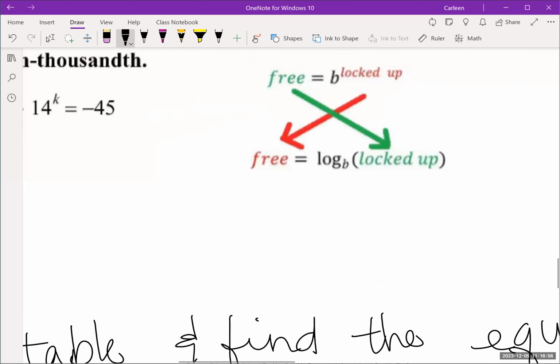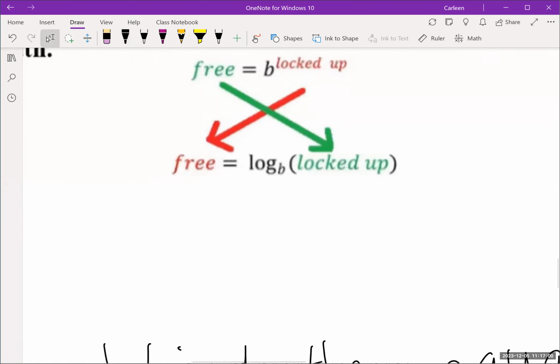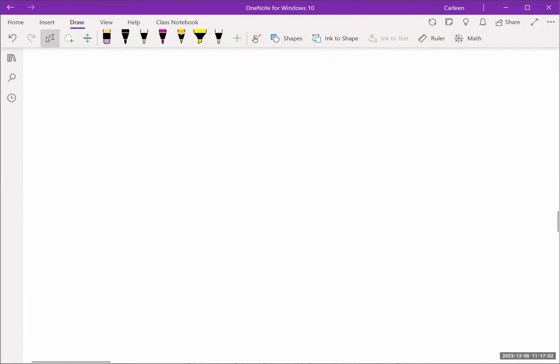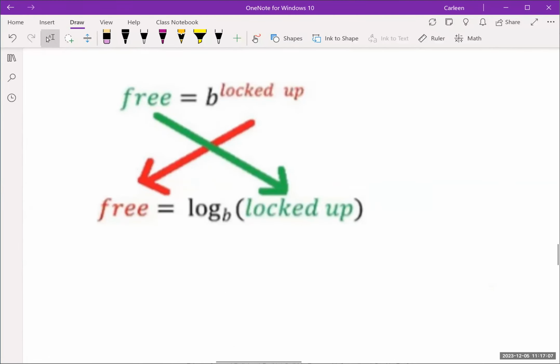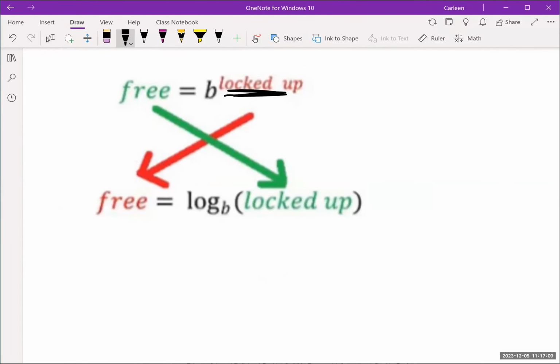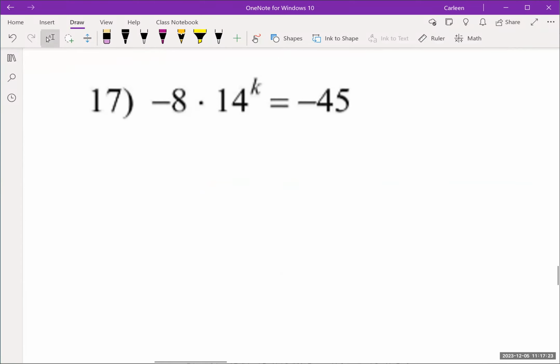Okay, 17. Oh, look, I like this. Look, the exponent used to be locked up, and now when we go to log form, it is free. I found that somewhere and I was like, cute. Okay. Next, solve.